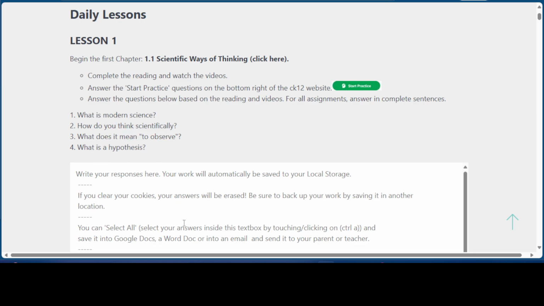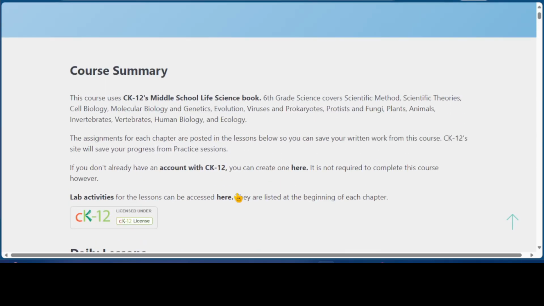So they have their questions here, answers here, and then once they are complete with the assignment, they will copy it and send it over to you by whatever mode of communication. So Google Docs, Word doc, or an email. All those options are available. All right, so it's fully laid out here.